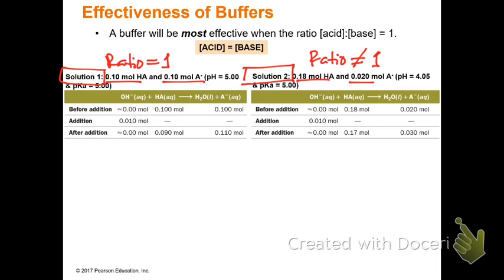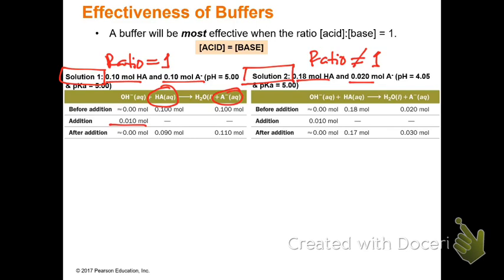All right, so how do we prove that solution number 1 is more effective? Well, let's take a look. So let's say that we're adding sodium hydroxide into the buffer solutions, right? And this is the amount of sodium hydroxide that we will add. So we're adding 0.010, and so we will subtract that from the acid, right? And then add it into the conjugate base.